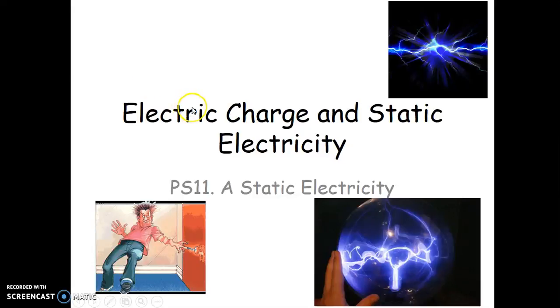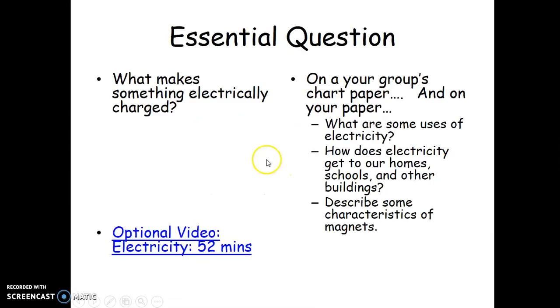All right, good morning. Today we're going to talk about electrical charge and static electricity. This is PS11.A, which is static electricity. So our essential question, our big question we want to ask for this section, is: what makes something electrically charged?